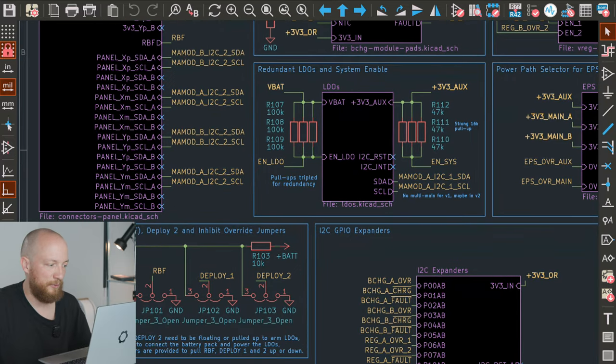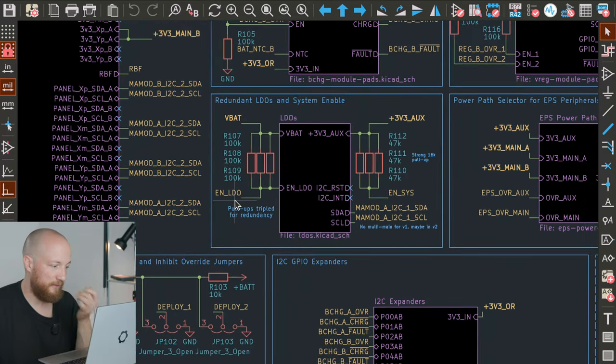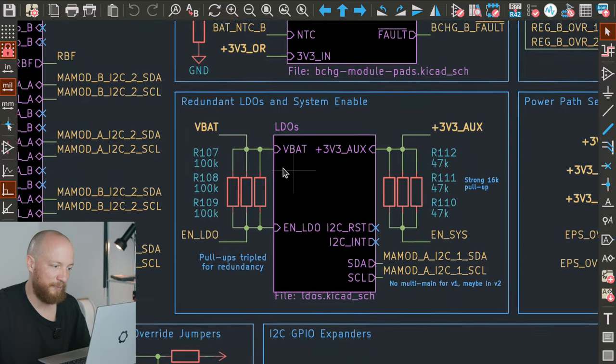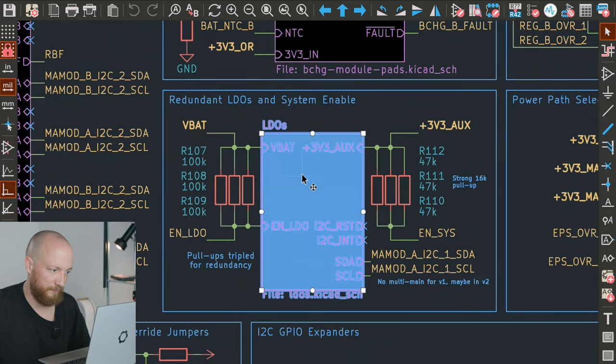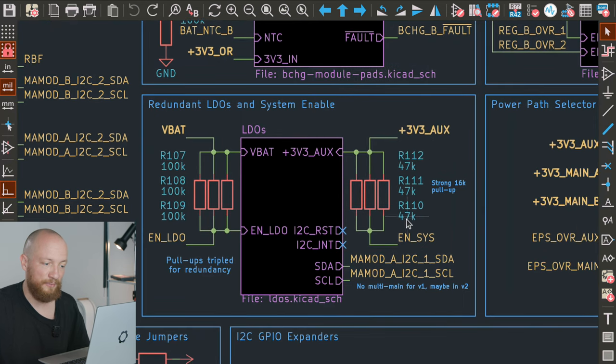What the RBF and deploy two do is they pull enable LDO down when they are applied. But as soon as they are released and enable LDO is floating and the batteries are connected, enable LDO is pulled up through these three resistors, again for redundancy, and goes into this sheet. On the output side of this sheet, we get 3.3 volts auxiliary out. This in turn pulls up enable system through these resistors here. And enable system is basically the system-wide signal to start booting. Also on the output side here, we have another pair of I2C connections.